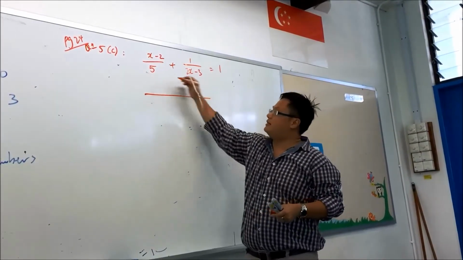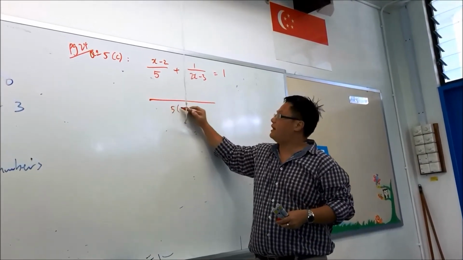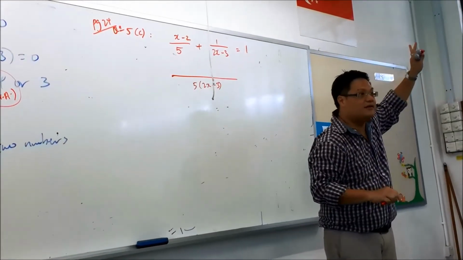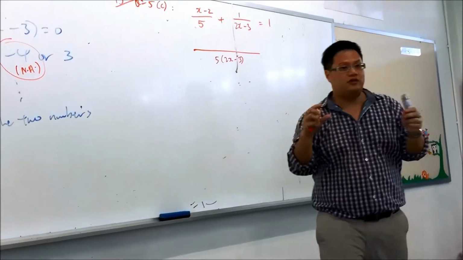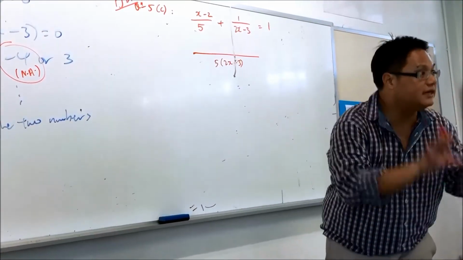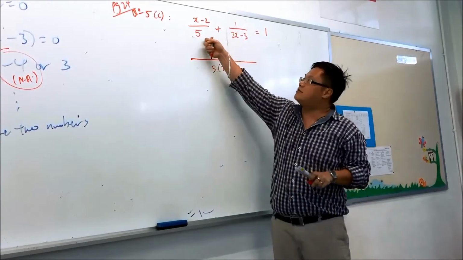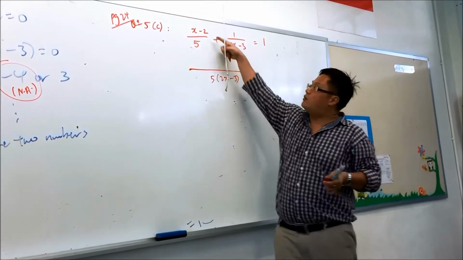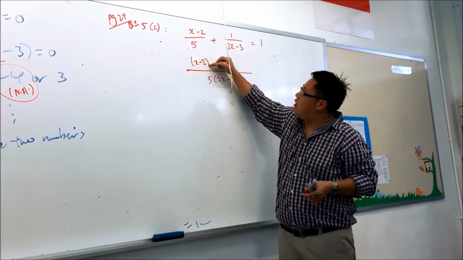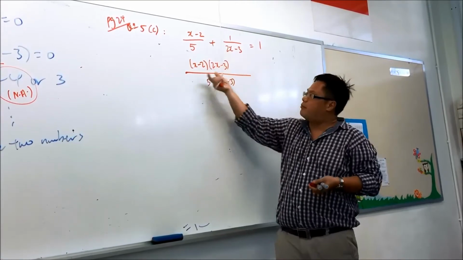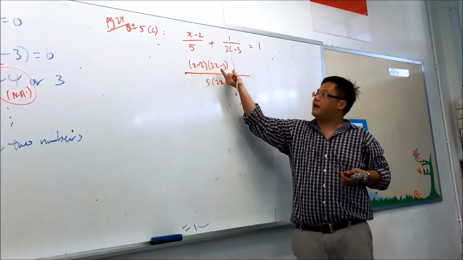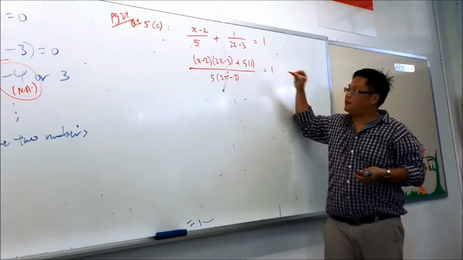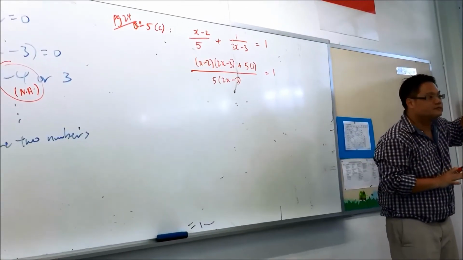Over here, what is my denominator? 5 bracket 2x minus 3. My LCM, right? To add up the two fractions. To ensure that you are able to add up two fractions, you always make sure that the denominator is the same. So in this case, what is the LCM of 5 and 2x minus 3? Simply just 5(2x minus 3). So what do I have on top? This is (x minus 2)(2x minus 3). Notice I put a bracket over here. (x minus 2) times (2x minus 3) plus 5 times 1 equals 1. So far, so good.